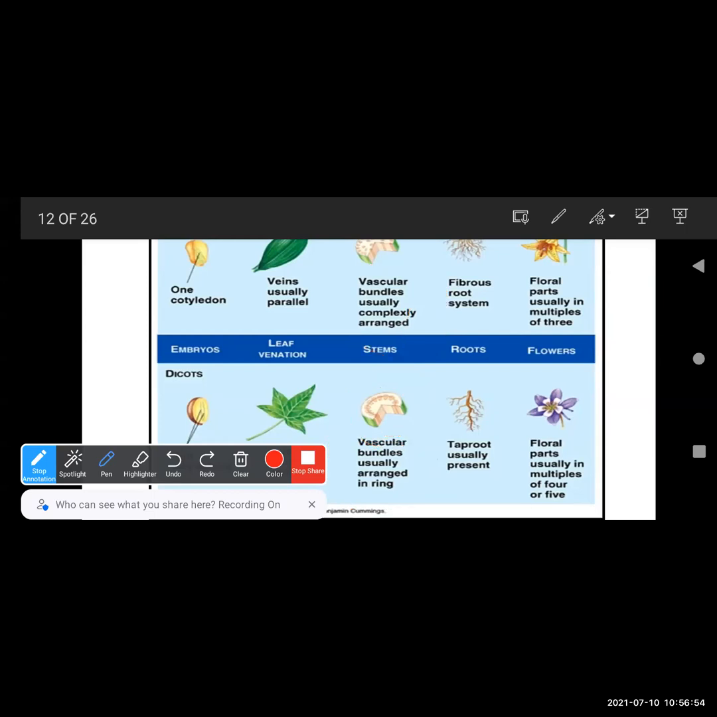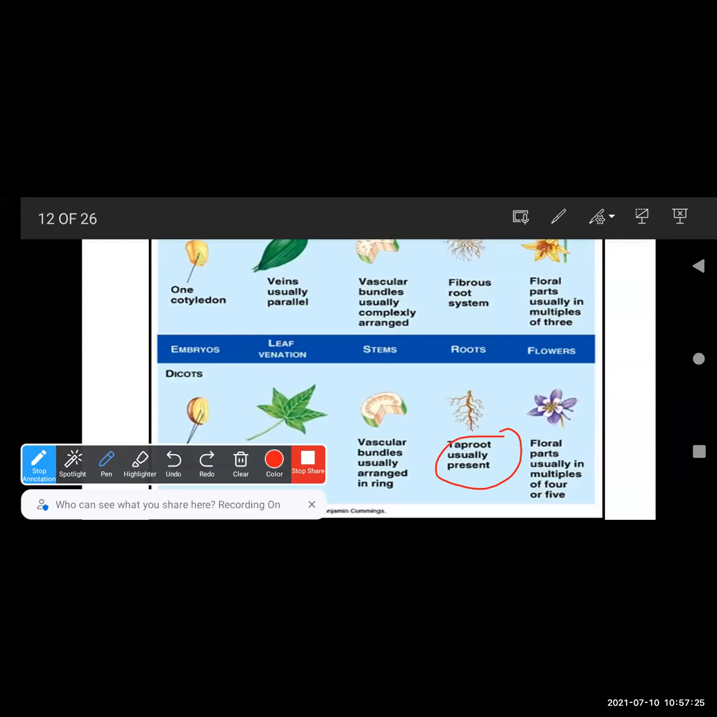Then roots: in monocotyledonous plants, the roots are fibrous roots, while in dicotyledons there are tap roots. Tap means a well-developed kind of root, very strong and spreading over a large distance. You must have seen that a mango tree is a huge tree, and its roots are deeply inserted and spread to a larger length. So it has a taproot system.